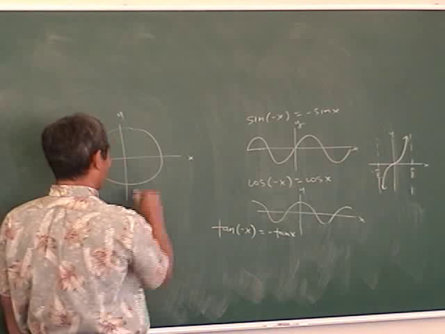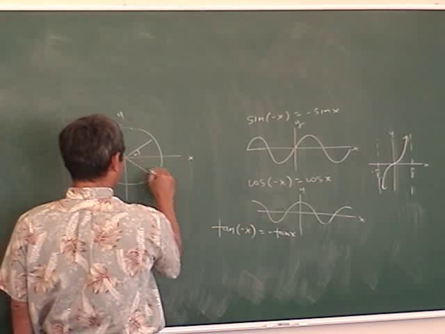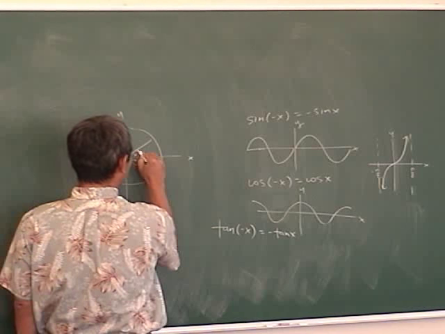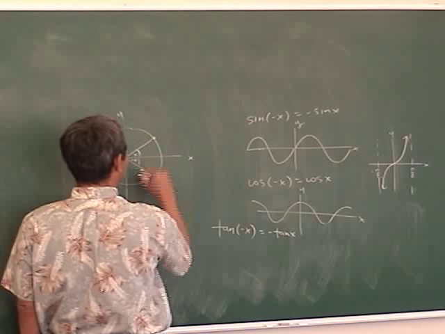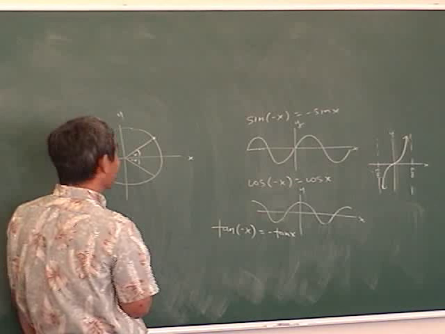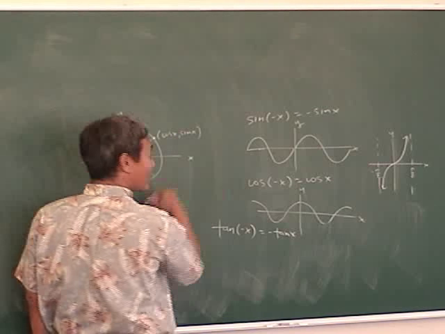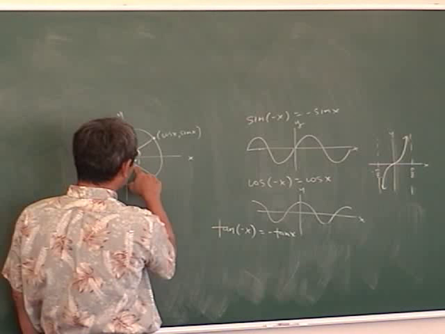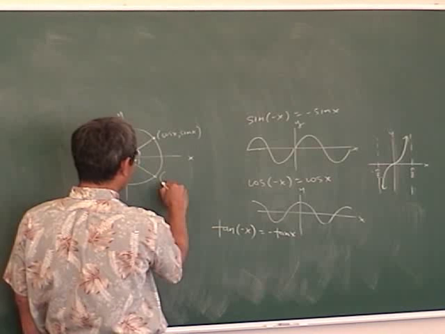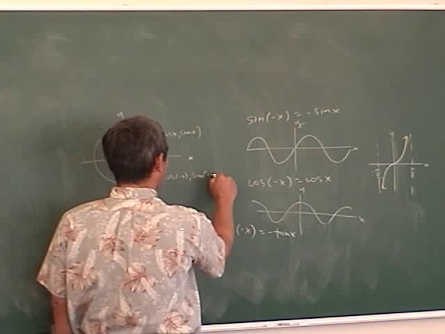Here's the unit circle. Here's angle x. Here's the angle negative x. If this is the angle x right here, what are the coordinates at this point? What did we learn yesterday? Cosine is the x coordinate, sine is the y coordinate, right? Okay, here's the angle negative x. What are the coordinates at this point? Cosine of negative x, sine of negative x.